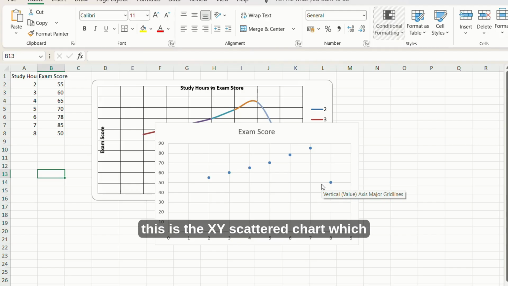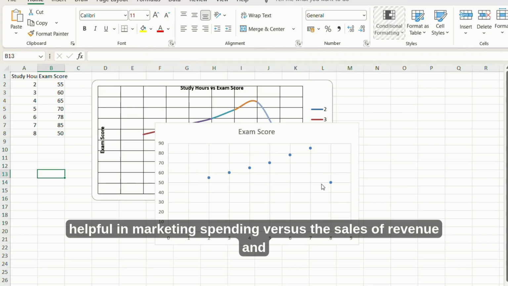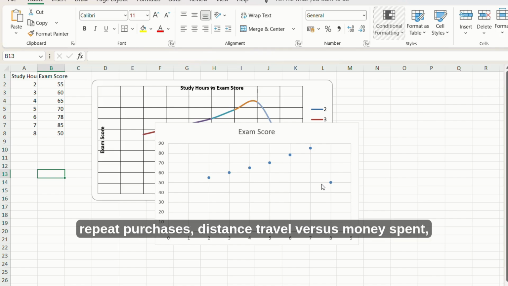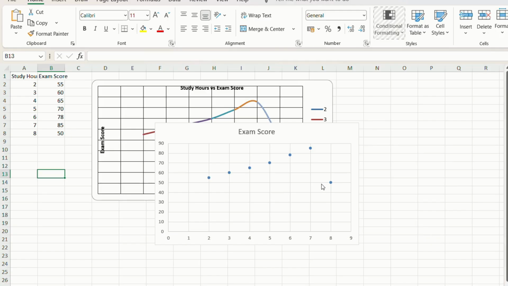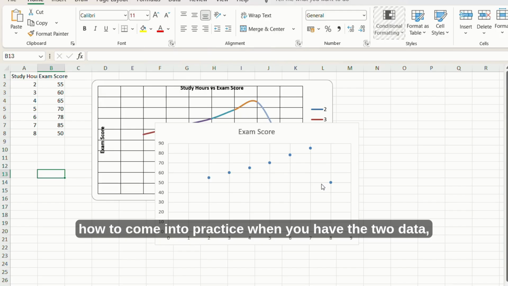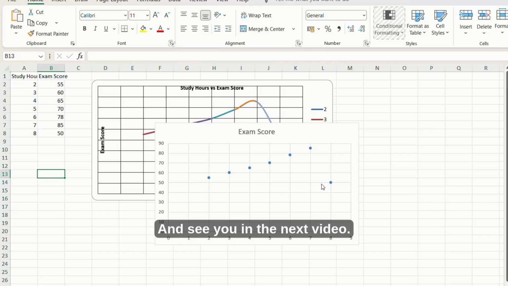So this XY scatter chart is helpful in marketing spending versus sales revenue, customer satisfaction versus repeat purchases, distance traveled versus money spent, and production temperature versus product quality. I hope you understand this XY chart, and how to use it in practice when you have two data sets in numerical form and they are both numerical variables. And see you in the next video.